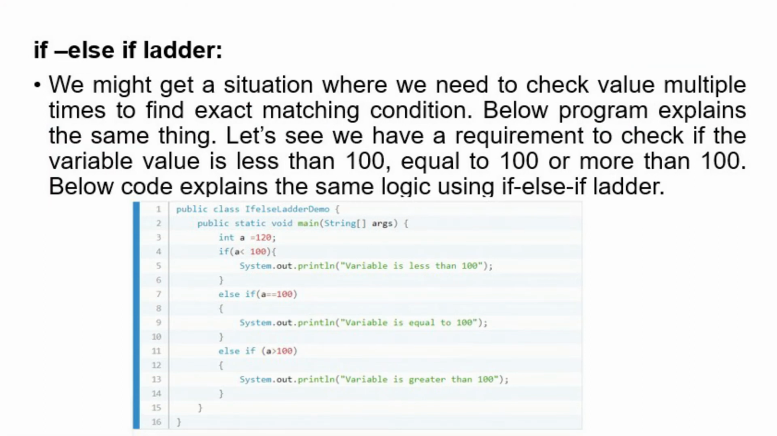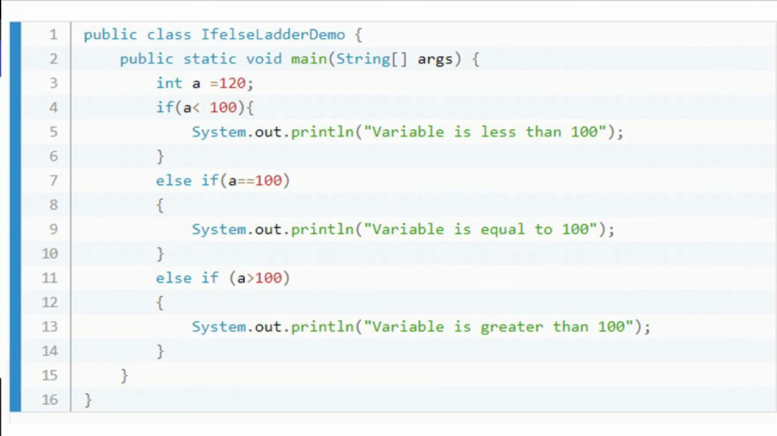Then we'll now proceed to the if else if ladder. We might get a situation where we need to check a value multiple times to find the exact matching condition. Let's say we have a requirement to check if the variable value is less than 100, equal to 100, or more than 100. The following code explains the same logic using an if-else-if ladder. I'll read this code for you.